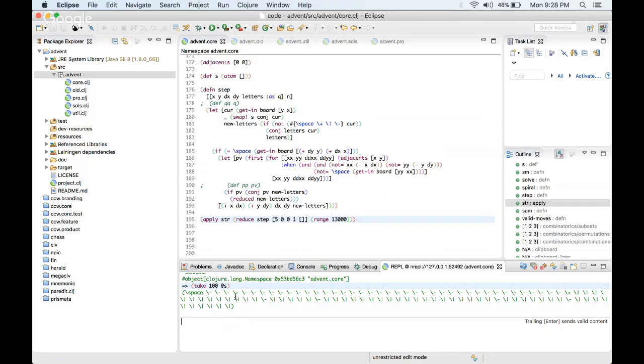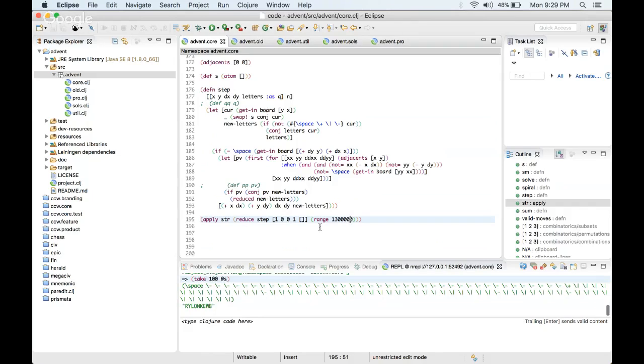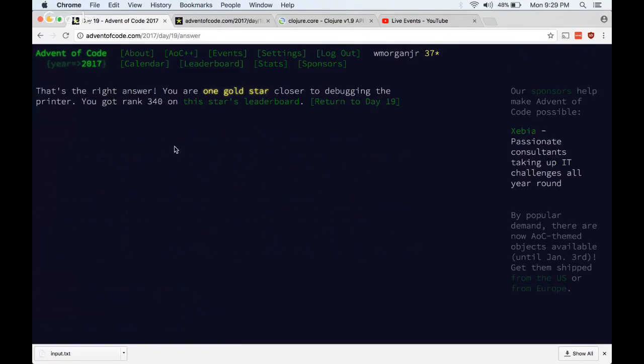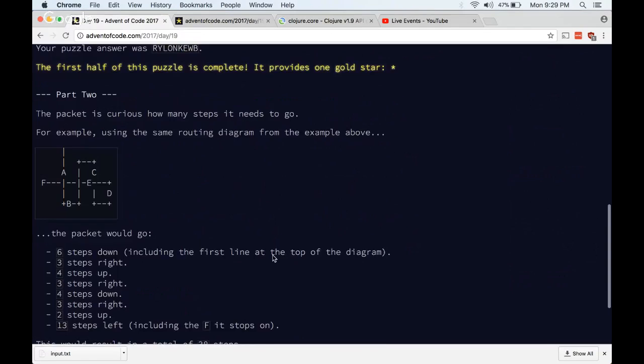All right, so this says starts on a space. Oh, shoot. That was the mistake. Okay, that's that one. That wasn't too good. All right, here's a new answer. Yeah, there's the right answer. All right, rank 340. Ugh. Yeah, just forgot to reset the starting position.